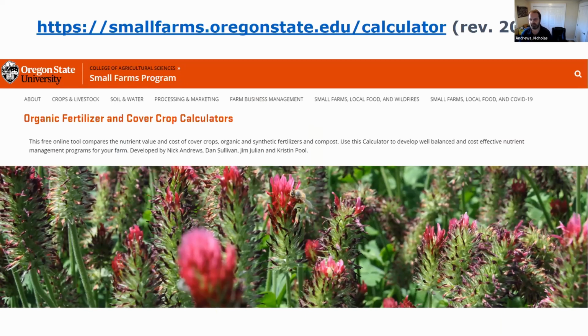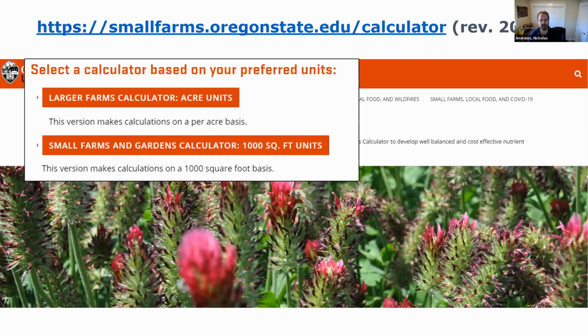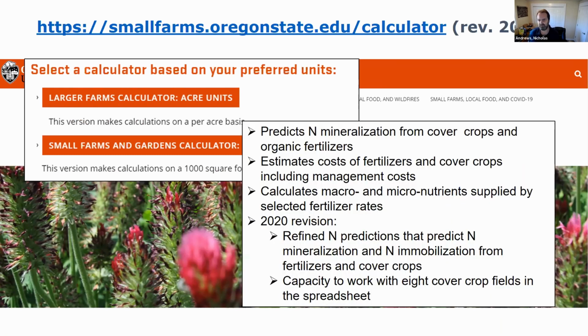So I'm going to just move quickly to the cover crop calculator. It's got 2 versions online, a larger farms calculator using acre units, and a small farms and gardens calculator using 1,000 square foot units. It predicts nitrogen mineralization from cover crops and organic fertilizers. It also has some cost estimates I'm not going to really get into.